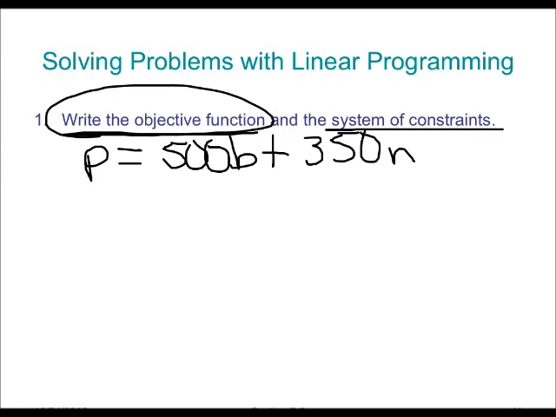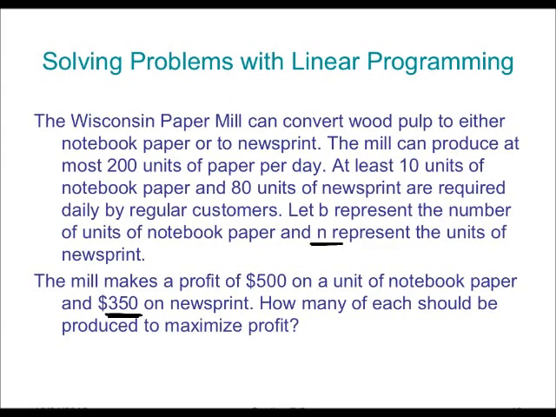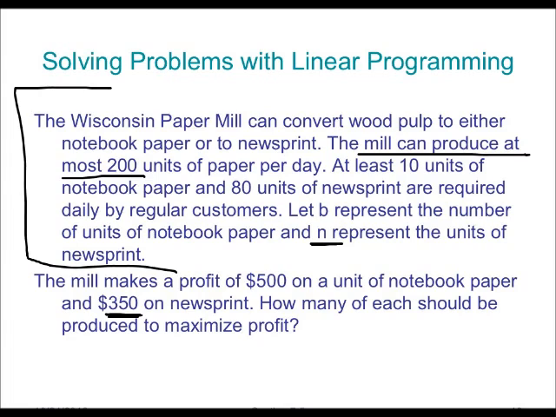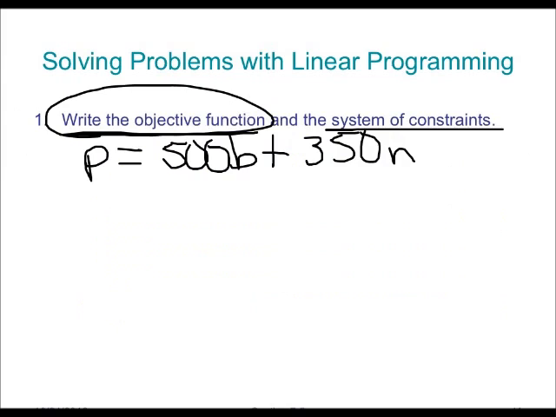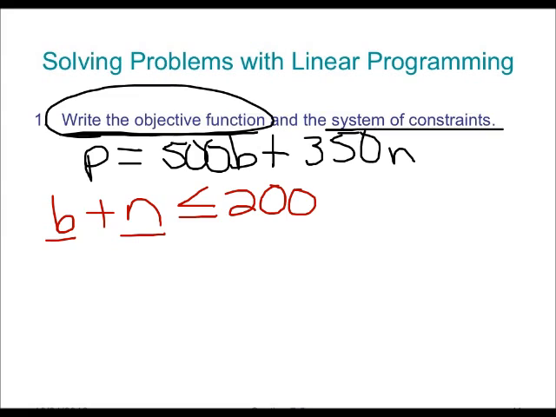It also says write the system of constraints. I told you the constraints came from the first paragraph. It says the mill can produce at most 200 units of paper per day. That's the notebook paper and the newsprint together. So if I take the notebook paper and the newsprint, that can be at most 200. So my notebook plus my newsprint has to be less than or equal to 200.